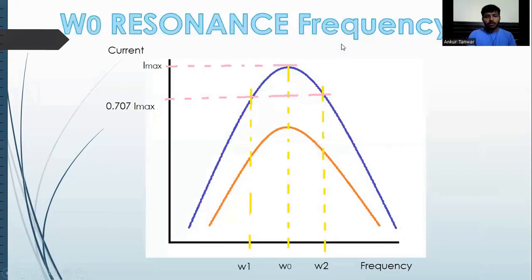Here, omega naught is the resonance frequency. As we show in the graph of current versus frequency, we find one particular frequency omega naught where the current is maximum, and omega 1 and omega 2 are two frequencies where the current is 70.7% of the maximum value.